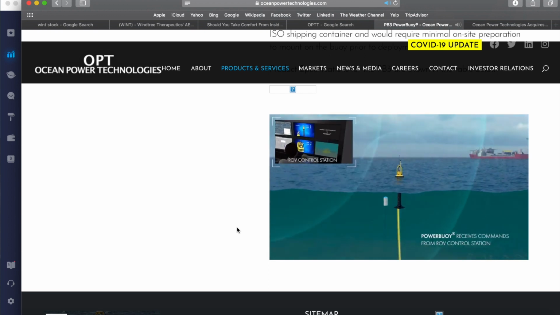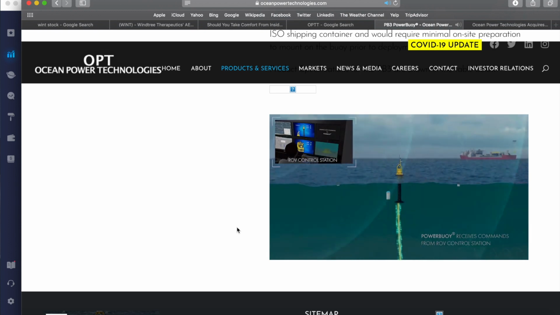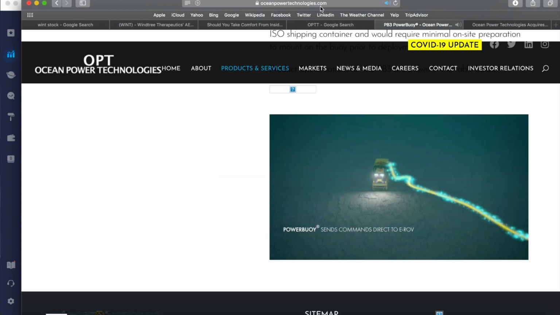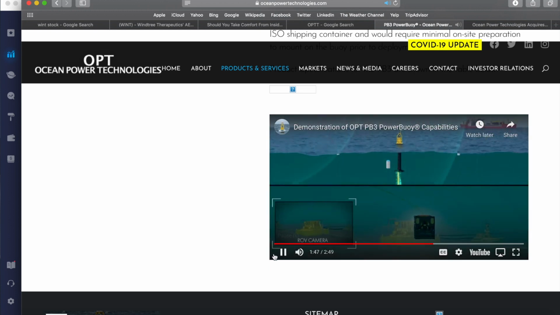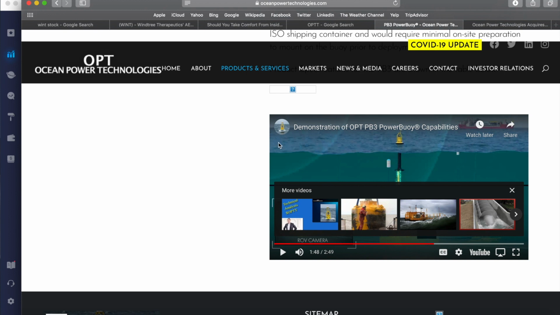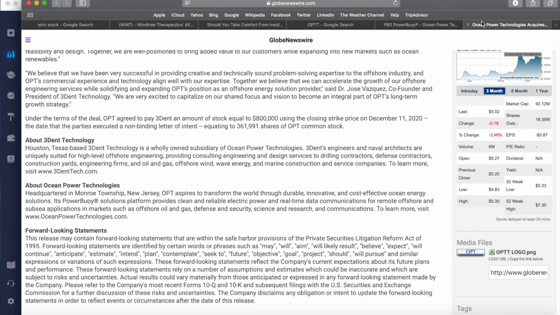So very interesting technology. If you get a chance, go to the oceanpowertechnologies.com website to take a further look into it. It is pretty cool. I'm going to pause it there, guys. I don't want to get too much into it, but we're going to go to the next page here.